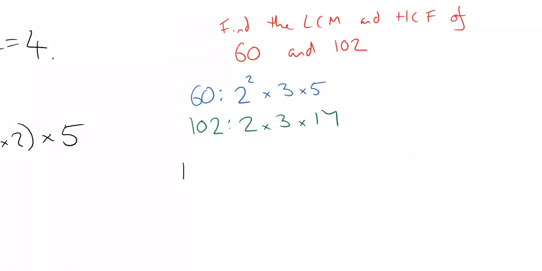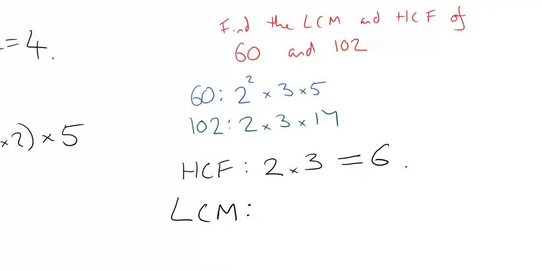Okay, now we've got this understood, let's see if we can find these two things. We'll start with the HCF because it's easiest. So I can see there is at least one 2 in both of those lists, and there is also a 3 in both of those lists. So the HCF is going to be 2 times 3, which is 6. The LCM is a little different. Let's start by writing out one of those. So we'll start off, I'll put it in blue to really emphasize this point, 2 squared times 3 times 5.